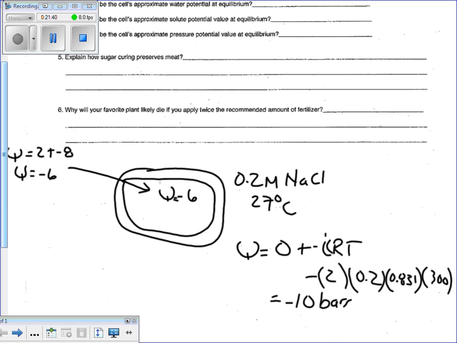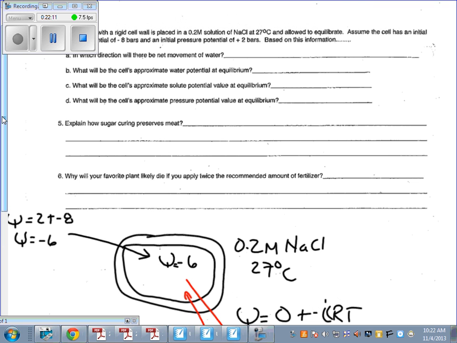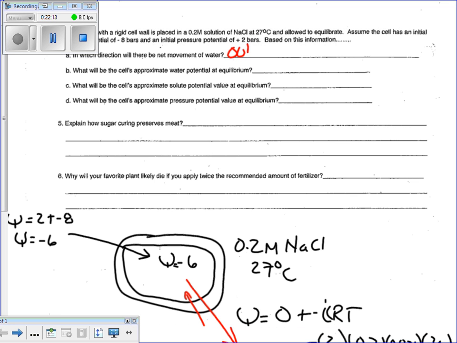So based on this, where's the higher water potential? It's inside the plant at negative 6, and therefore more water is going to be going out than going in. Capiche? We have to go until water potential is equal on both sides. So we go back up to the ground. In which direction will there be a net movement of water? Out of the plant cell.